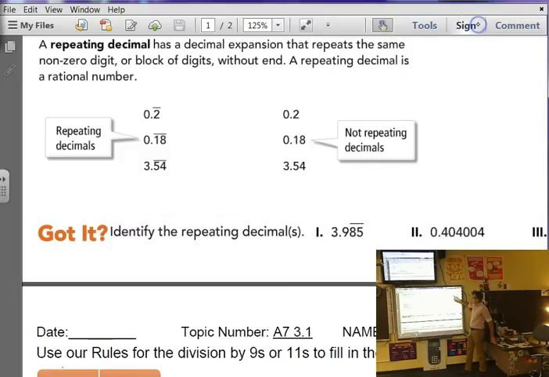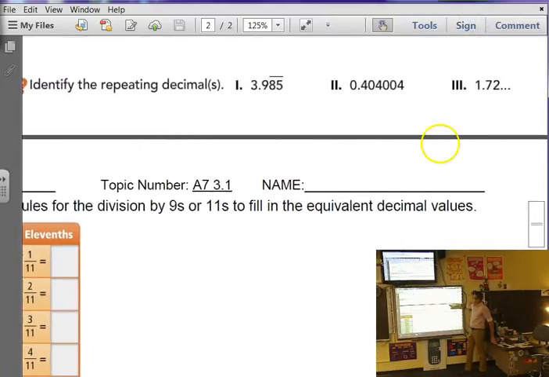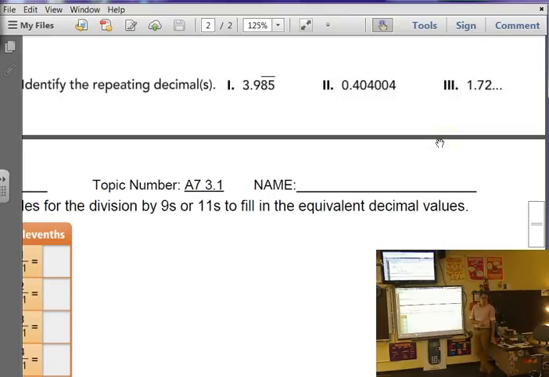So down here, is number 1 a repeating decimal? Hold up. Now we'll use cards. This is what's great about cards. So Jaslyn, is number 1 repeating? Yes. What does it repeat? 85. Sean, does number 2 repeat? No, because we have 4, 0, 4, 0, 0, 4. There's no pattern started, so we can't really see anything.